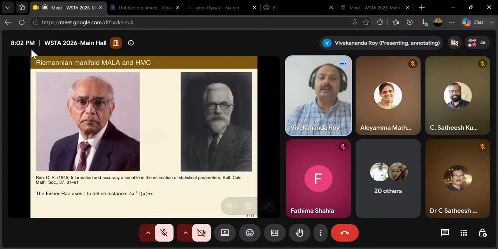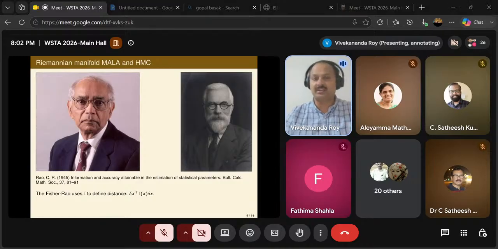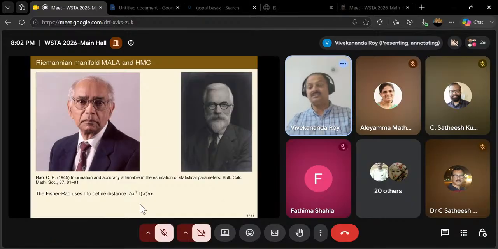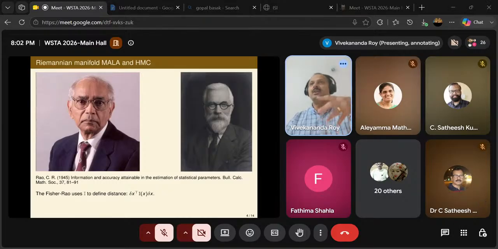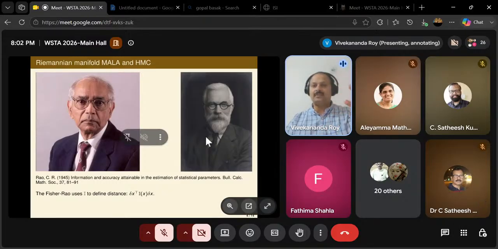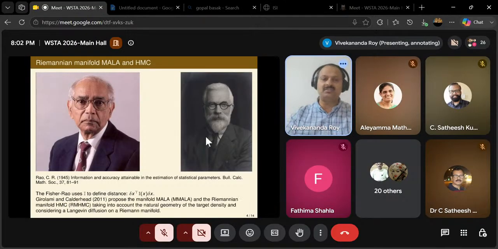So they came up with what is now known as the Fisher-Rao metric. Here I is the information matrix. They showed that this is the natural metric in the space of probability densities. So you can pick this up as a Riemannian manifold, where this is the natural metric, giving you the geodesic distance. And a few years back, Mark Girolami used this idea, the information geometry idea from Sierra Rao's paper, to come up with what are called the manifold versions of the MALA and the HMC algorithms.